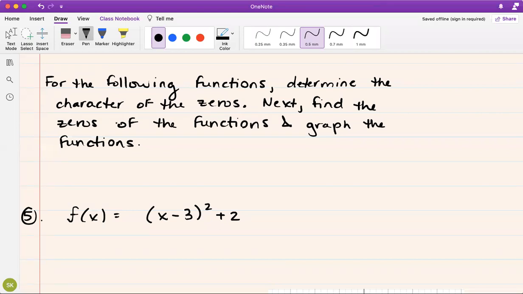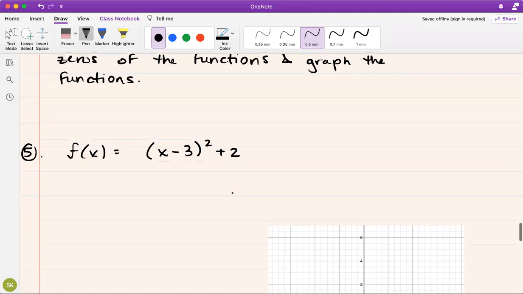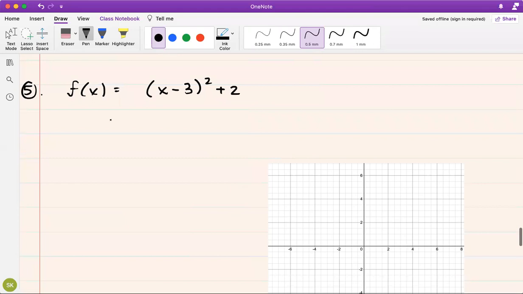We're going to look at two more functions where we determine the character of the zeros, and then we find the zeros and graph the functions. Here's problem number 5. F of x is equal to (x minus 3) squared plus 2. Okay, so to find the zeros, we just set this function equal to 0. And then we move this 2 to the other side.